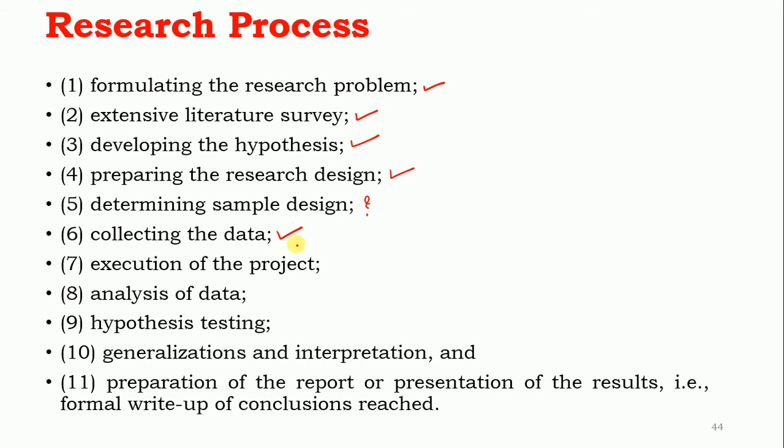Then this is the collection of data, execution of project. This was also not present in the block diagram, but this is part of the collection of data. Analyzing data, hypothesis testing, generalization and interpretation, and preparation of report and presentation of the result. These are the various steps available in the research process. Now one by one we are going to discuss each and every process.